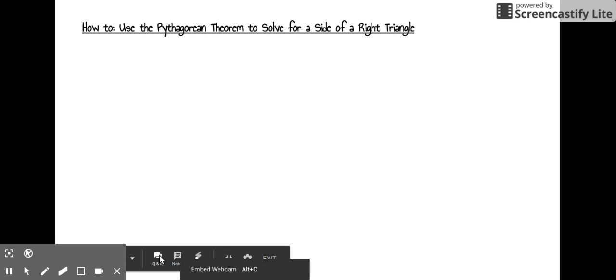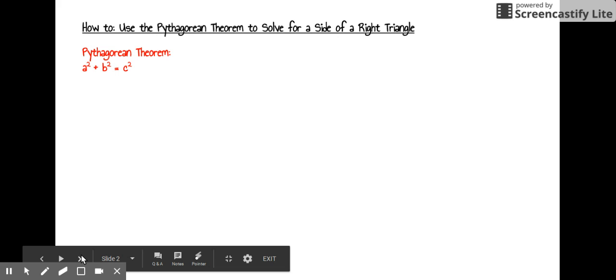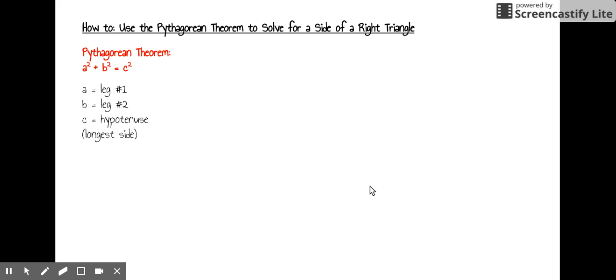So, what is the Pythagorean theorem? The Pythagorean theorem is a squared plus b squared is equal to c squared. And in the Pythagorean theorem, the variable a stands for the first leg, b stands for the second leg, and c stands for the hypotenuse, or the longest side, of the right triangle that we are solving for.